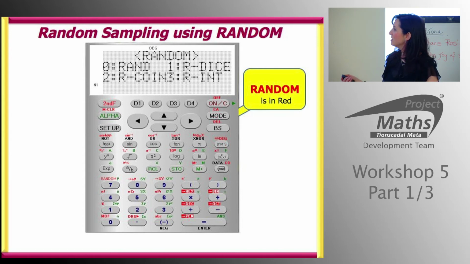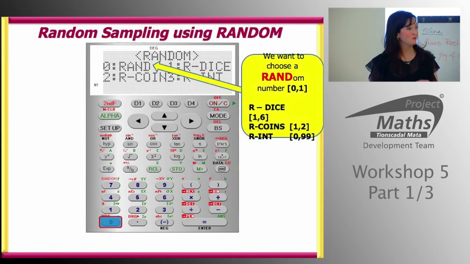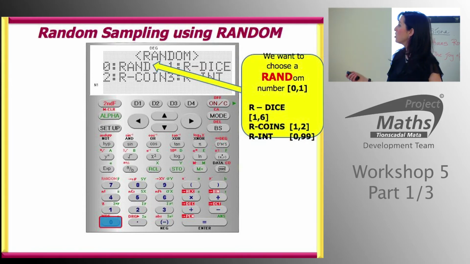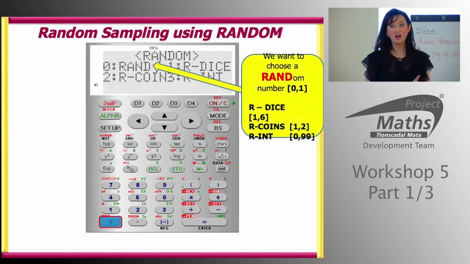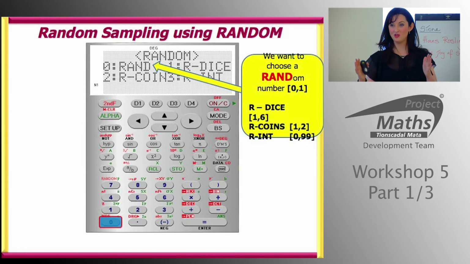number here. It's a random decimal actually. This one here is a random decimal between 0 and 1. This one's a random dice, so it'll just be between 1 and 6. Random coin toss, just be tails or heads. And random integer. Now the thing with the Sharp at present is that the random integer just gives you the integers between 1 and 100.